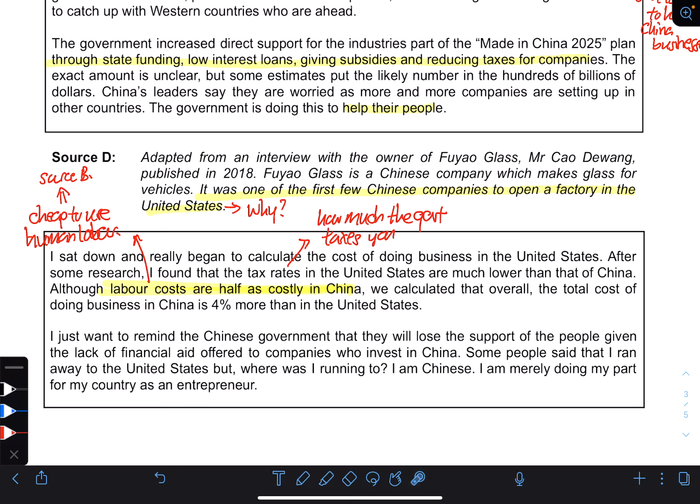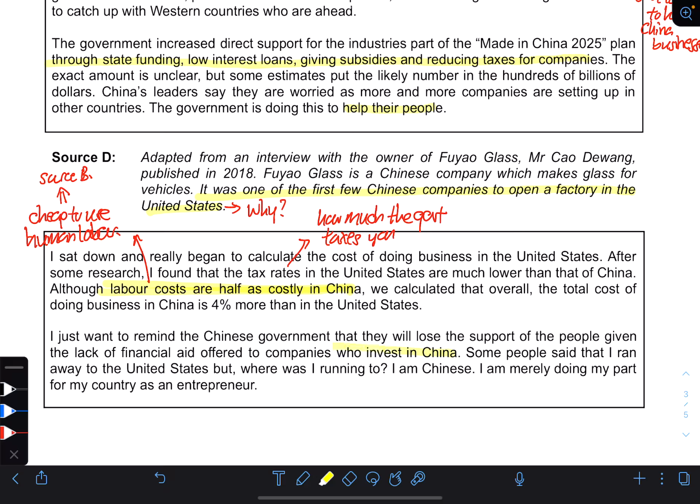Labor costs are half as costly in China, and we calculate that overall the total cost of doing business in China is 4% more than in the US. So the first part tells you it's cheap to use human labor, but when you calculate other costs like tax, it's even more expensive in China than overseas. Now, this is what the owner says. I just want to remind the Chinese government that they will lose the support of the people given the lack of financial aid offered to companies who invest in China.